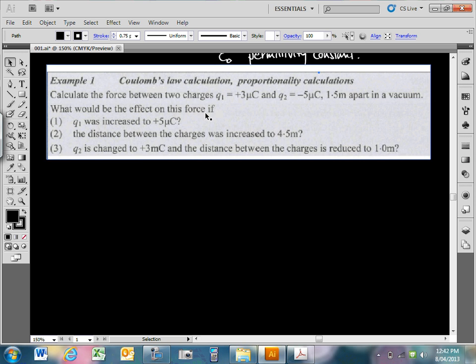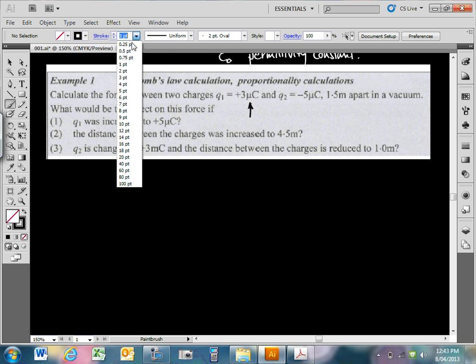Calculate the force between two charges, Q1, which is plus 3 microcoulombs. That little funny u there means micro. Does anybody know what micro is? Yeah, 10 to the minus 6. So we have milli, micro, nano, etc. Micro is 10 to the minus 6.